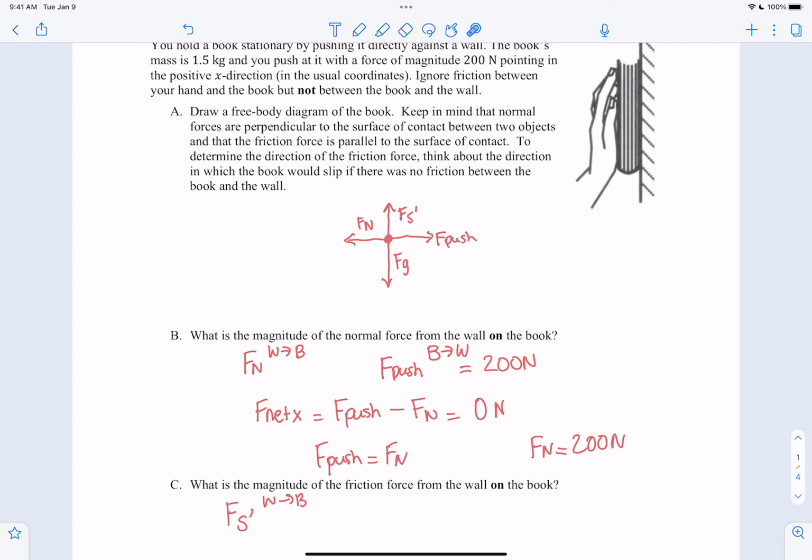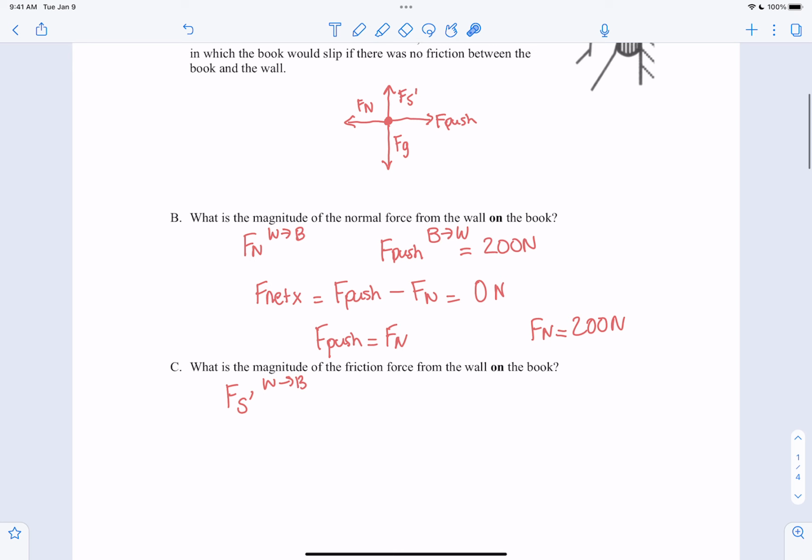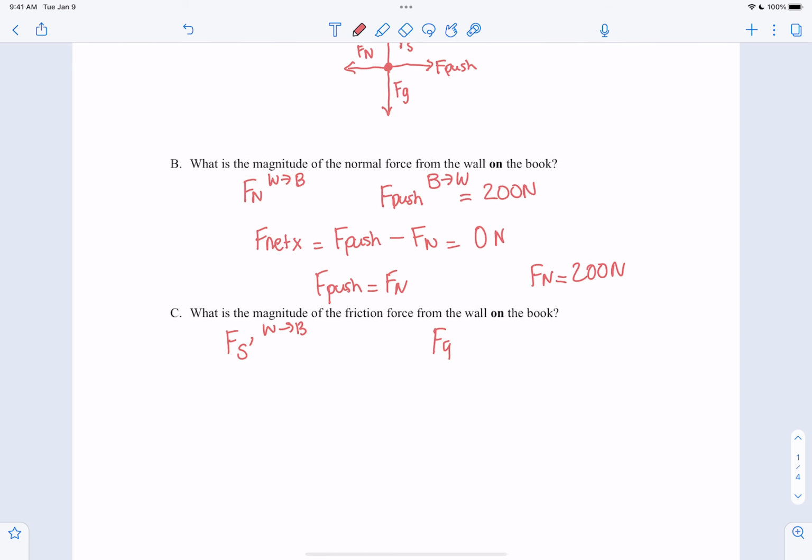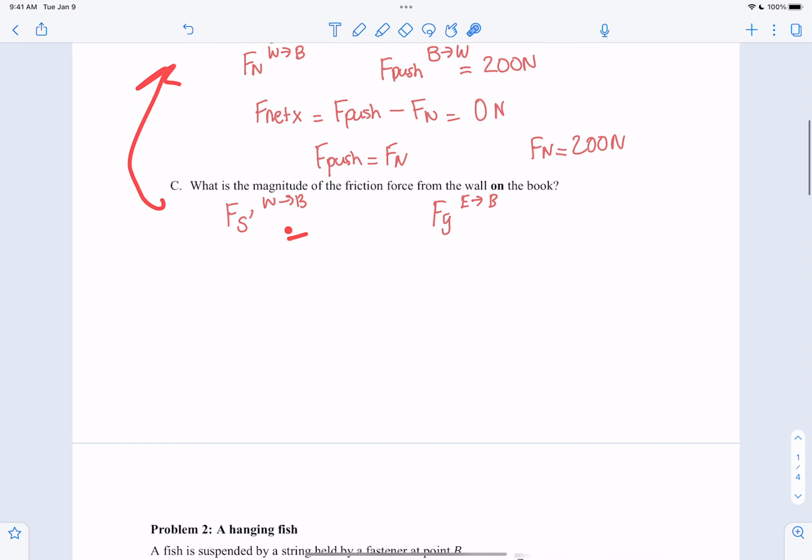Y direction, right? Excellent. So static friction force, we determined that already to be in the positive Y direction. So what other forces are in question? Just the gravity force, right? Force of gravity. And that's Earth on book, right? So this is similar to part B, where we have to figure out this force.